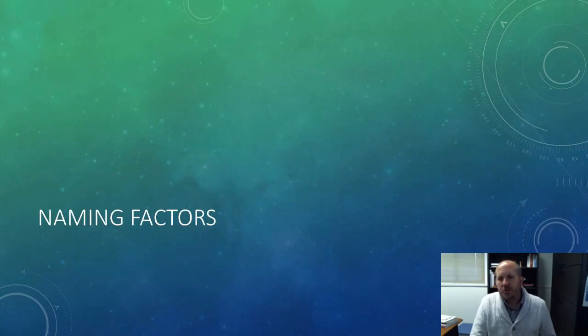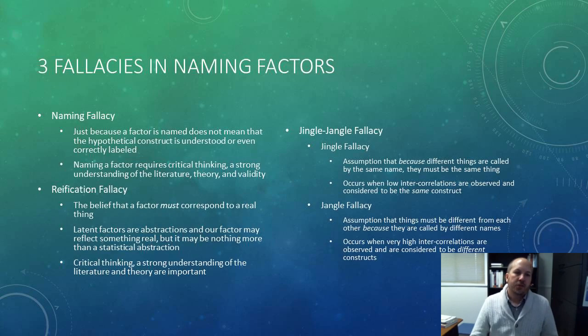So naming factors, what you call a factor is really important because it's going to be totally theoretical what you're calling that. So it's important that you do this very conscientiously and thoughtfully, and that it fits with the research and has a lot of validity to it. But there are three common fallacies in naming factors, and I want to talk about each of those. So the first of the three common fallacies in naming factors is the naming fallacy.